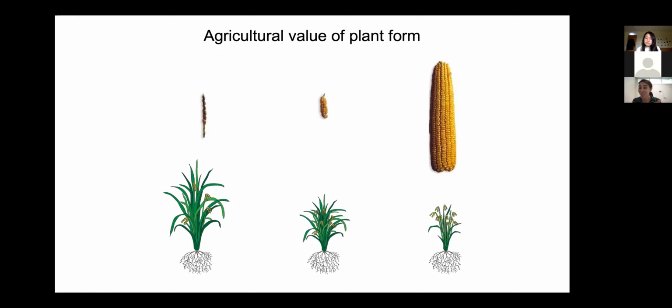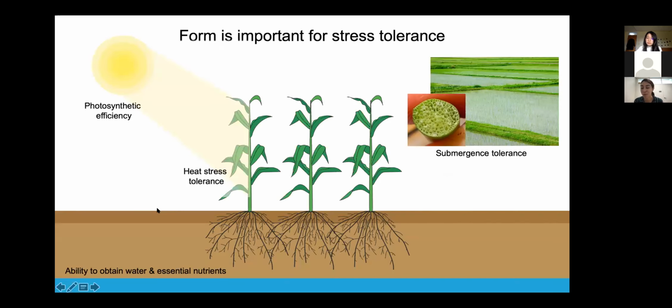Now, I think these changes in form are super important, but I'm interested in engineering plant form, not just to make a larger corn variety, but because form is really important for environmental stress tolerance. So the shape and angle of a plant's leaves affect photosynthetic efficiency and the ability of plants to tolerate heat stress. The structure of the root system enables the plant to acquire water and essential nutrients from the soil. And even substructures, like these air channels that you can see in a cross section of a wetland plant, affect a plant's ability to survive in a challenging environment.